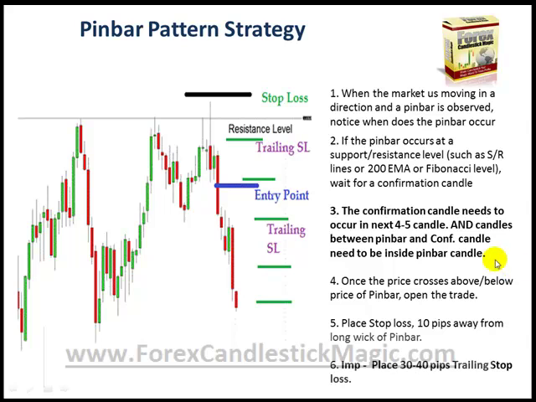The confirmation candle, this is now the important part. The confirmation candle needs to occur in the next 4 to 5 candles. And candles between the pin bar and the confirmation candle need to be inside the pin bar candle. So here's what I mean. For example, now look at this particular candle. This is a pin bar candle. It has occurred at this resistance level.